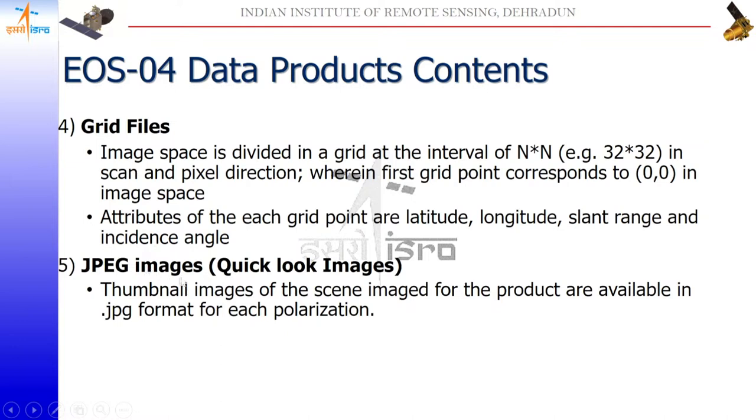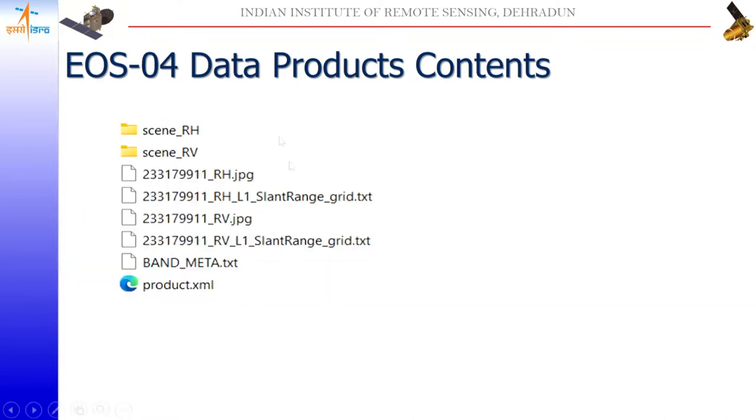And we have the JPEG image also in the data products, that is the thumbnail of that image. So in a particular EOS data format, if it is a hybrid polarimetry, we have two files like RH and RV. Okay, so we can have the image files in these folders. This JPEG image is actually the thumbnail file.